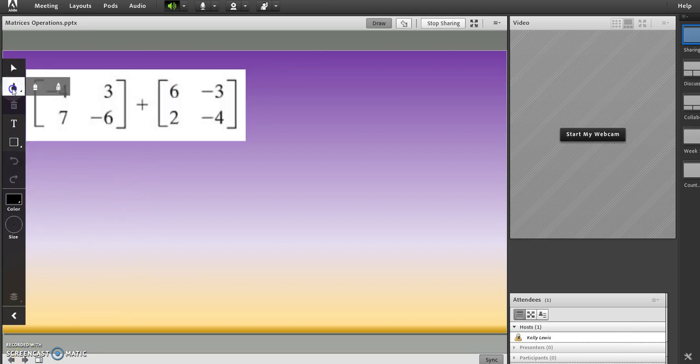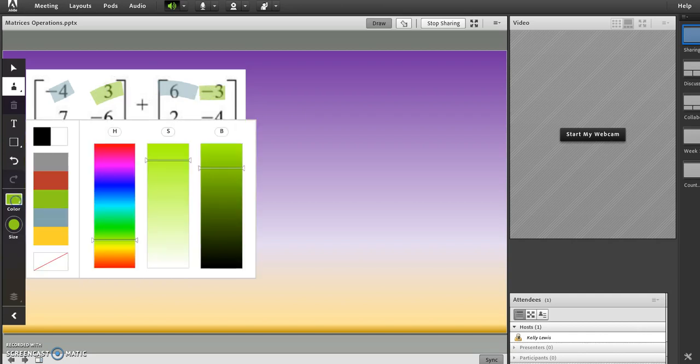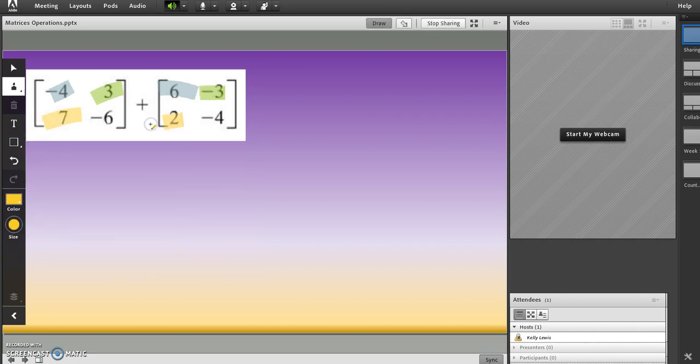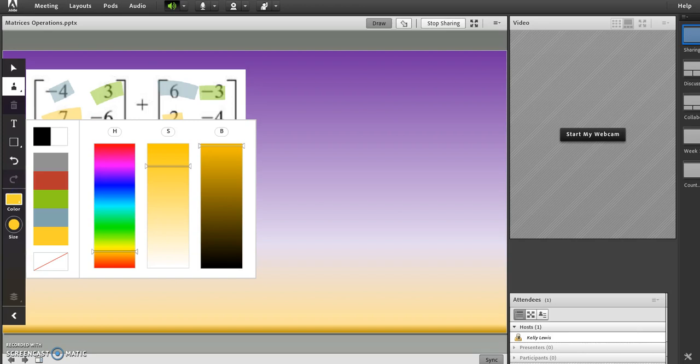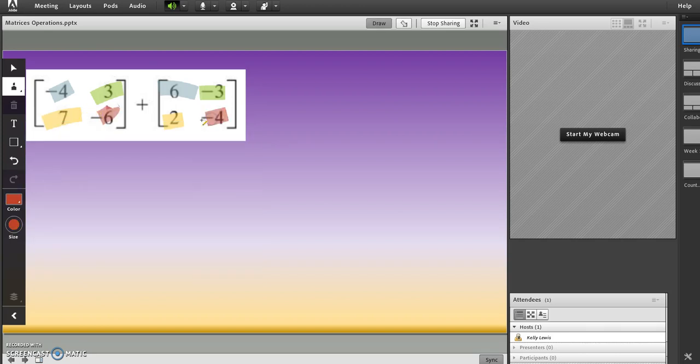Let's do it again. Same spots can talk to each other. Negative 4 plus 6 is 2. 3 plus negative 3 is 0. 7 plus 2 is 9. Negative 6 plus negative 4 is negative 10.